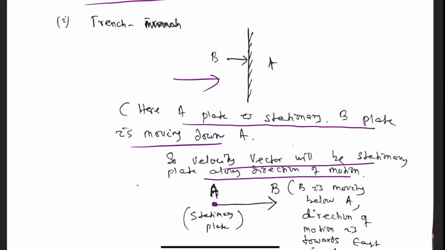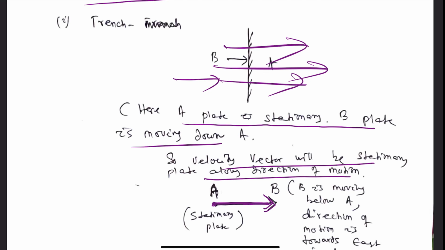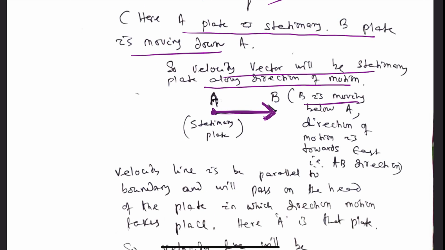So A is stationary, the velocity vector will be along this direction, because along this direction the movement is taking place, and A is stationary, so movement is taking place in this manner along B direction. B is moving like this. So this is the velocity vector. A is stationary, B is moving. That's why B is shown with the arrowhead and A with a point that indicates A is stable, B is moving. So B is moving below A, direction of movement is towards east.